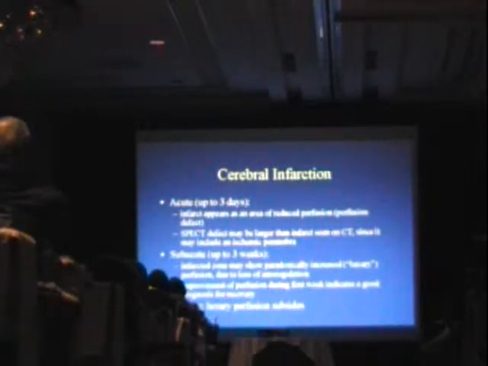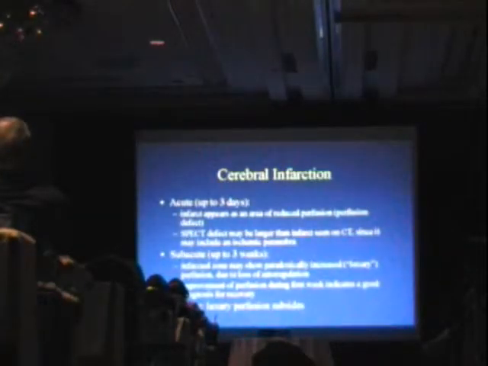Infarcts are obviously going to appear as an area of decreased perfusion. And the defect that you see may be quite a bit larger than what you see on the CT. That's because we're looking at something called an ischemic penumbra. Now that's very important because this represents an area that's at risk for further infarction. It's still viable brain tissue, but the infarct can expand and cover that whole area, leading to drastic consequences for the patient.